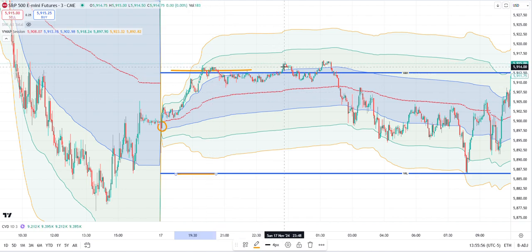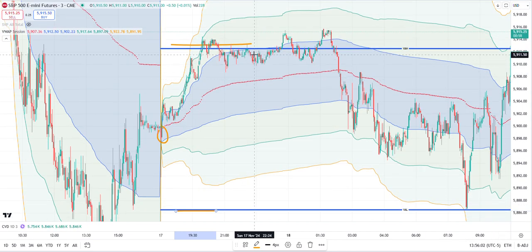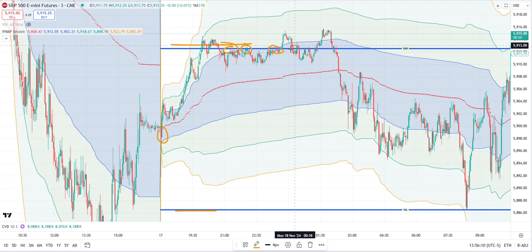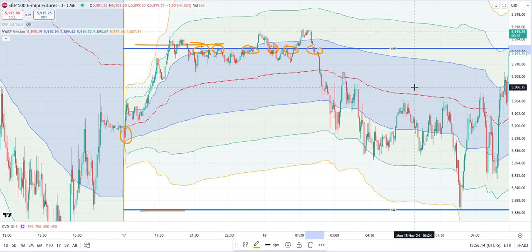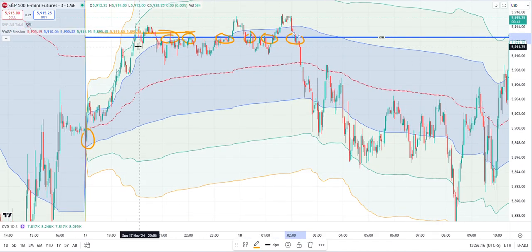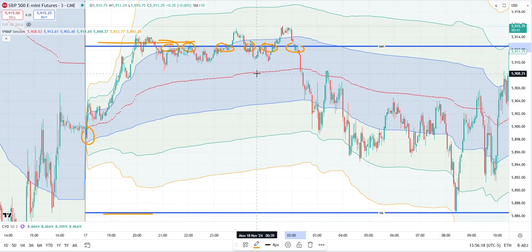But we're going to use this. Right now, every time it bounces, I'm going to make a circle and we're going to look at that area. So that's the first touch, then back inside, back inside, back inside. You can see there's a huge amount of touches. But now we're going to look at VWAP.